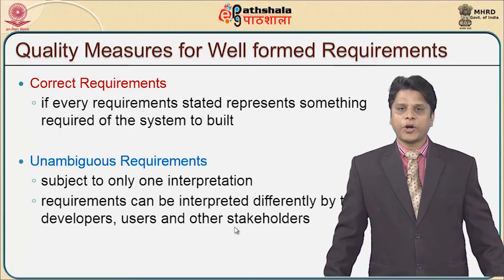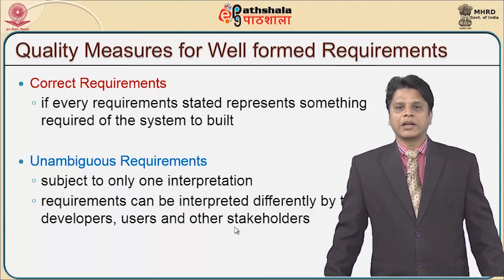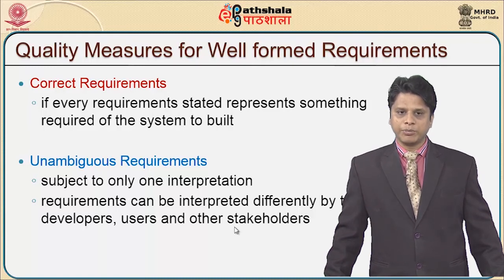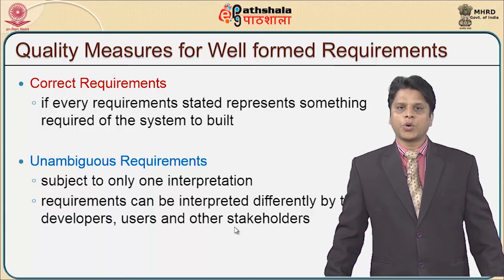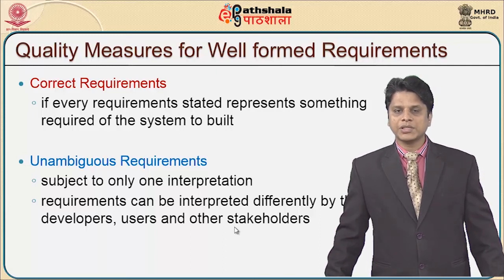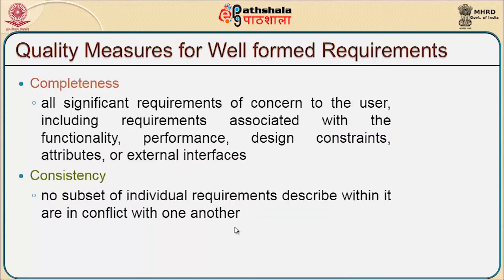Let us look at each and every point in detail. By correct requirements we mean that everything stated represents something required of the system that is to be built, whereas unambiguous requirements are subject to only one interpretation. Requirements can be interpreted differently by developers, users and other stakeholders. Completeness means all significant requirements of concern to the user, including the requirements associated with functionality, performance, design constraints, attributes and external interfaces.